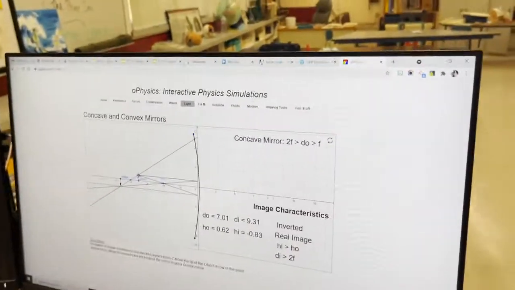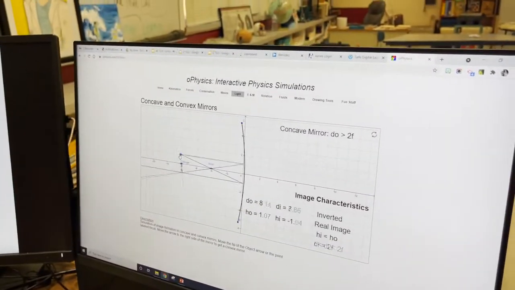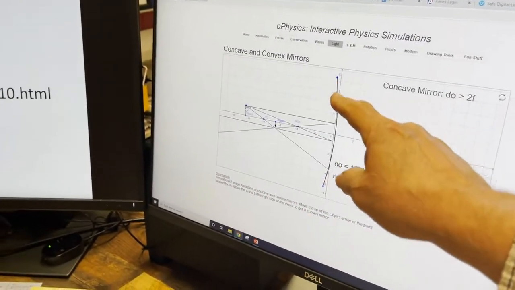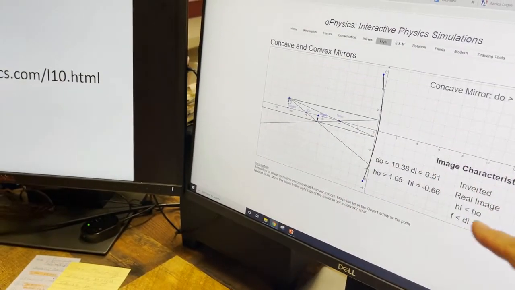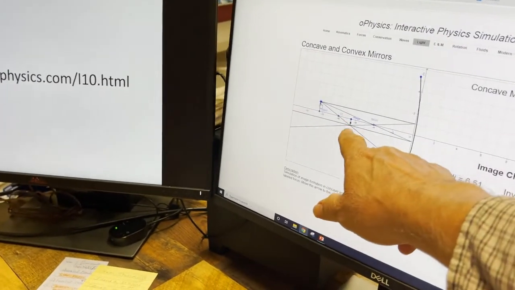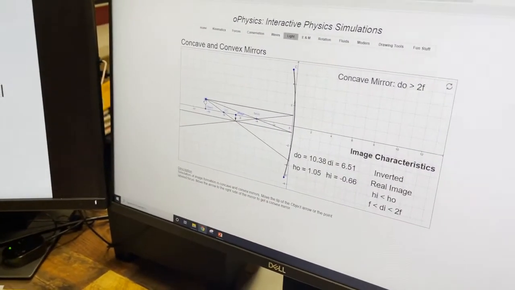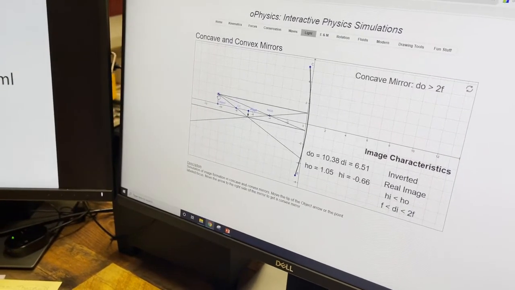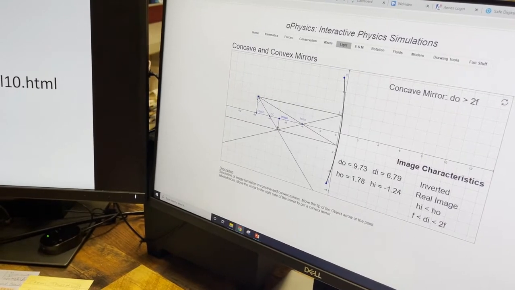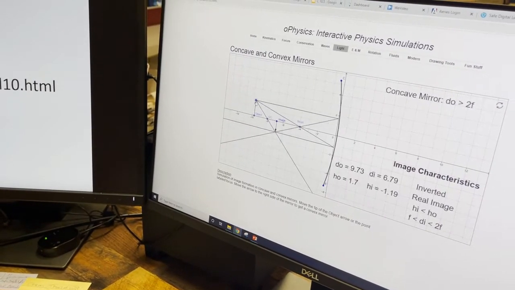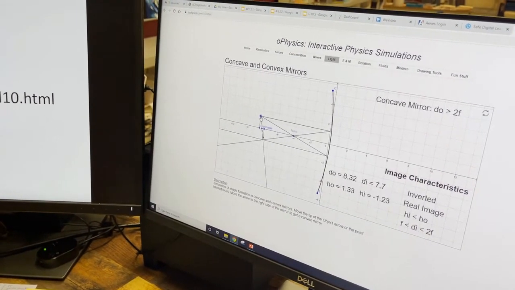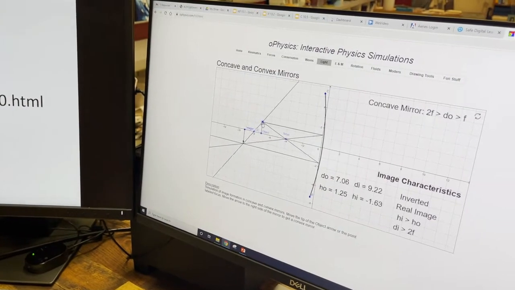So here's my object, and I can move my object. First of all, move it back out. Here's your mirror, here's the principal axis. Your object is going to be represented by an arrow, and the image is also going to be represented by an arrow. If you grab the tip of the arrow of the object, you can make it taller or shorter, and you can move it in towards the mirror.